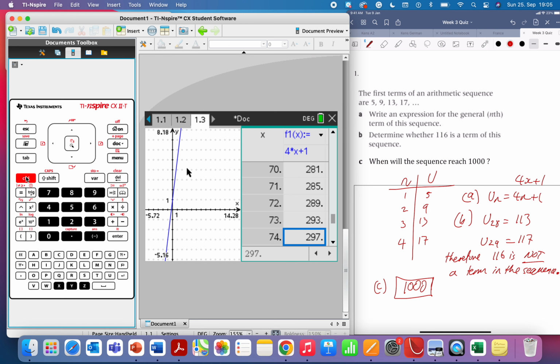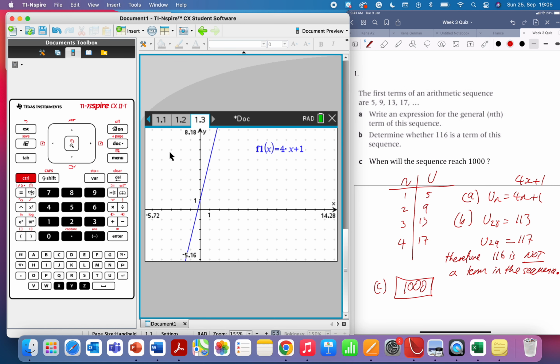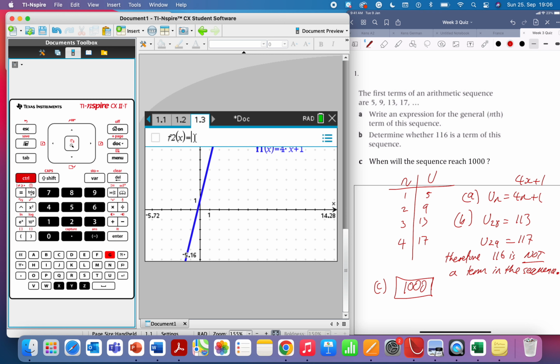If we press Control T to turn off the table of values, in our graph here we basically want to know when this graph hits a height of 1000. Now, clearly it's been joined up here, even though we know we can only have integer values for x, but this will help us get to 1000. Control G is a shortcut for the graph. If I type in 1000 and press enter, then we should go and look for the intersection.